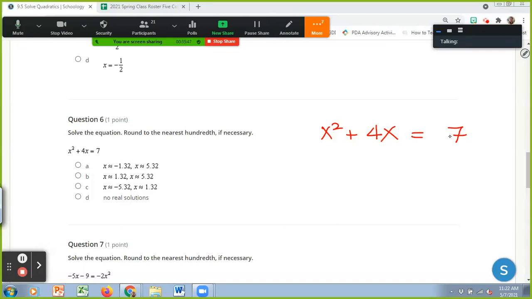All right. So x squared plus 4x is equal to 7. Okay, so take note. I'm not moving it this time. Yep, I'm not moving it this time.